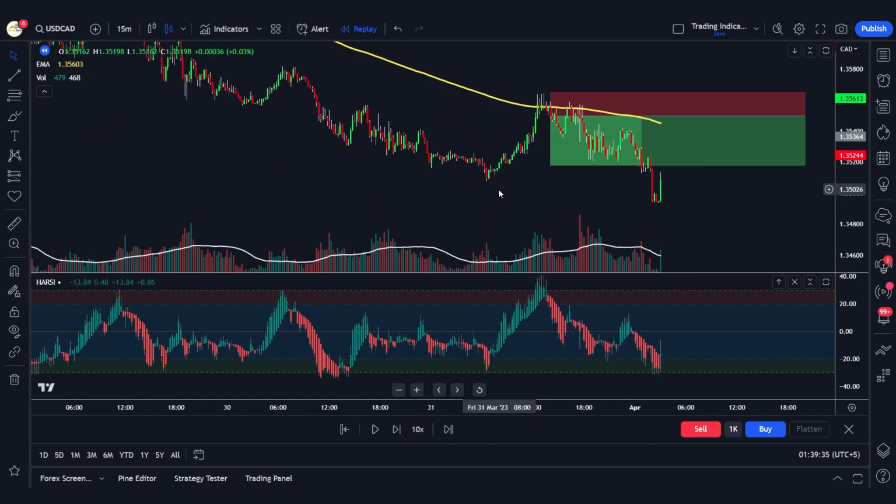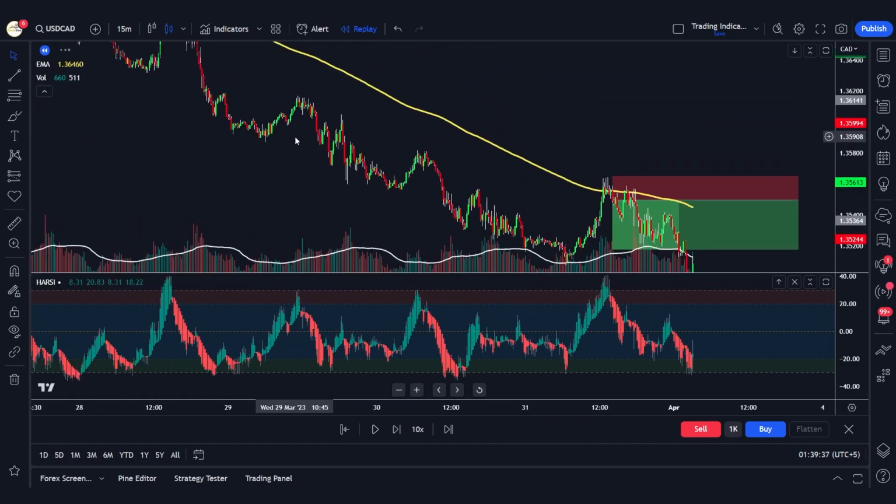So I hope you were able to understand this very simple yet very powerful trading strategy that you can make using the Heiken Ashi and RSI candles.